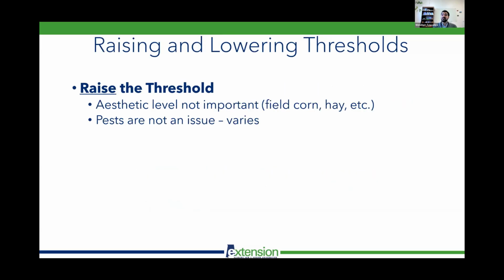So factors that raise the threshold: if the aesthetic level isn't important, for example, field corn or hay, that's going to raise the threshold. We're less likely to take action. If pests are not an issue, in general, this is going to raise the threshold as well. If we have new varieties that are more resistant to the pest, that's going to raise the threshold.